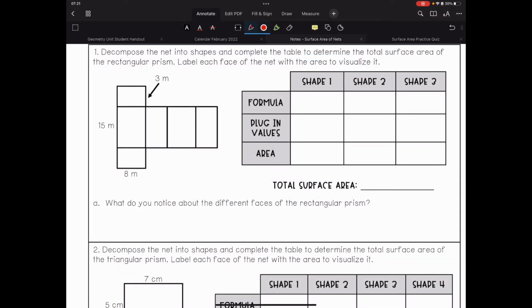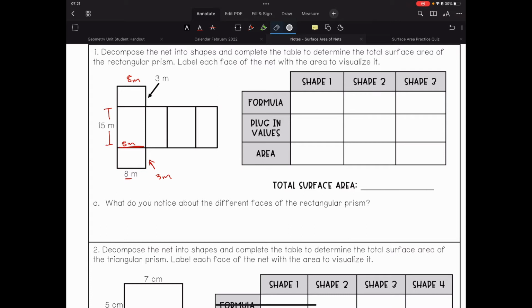Okay, so we've got this net here and it's all rectangles, it looks like. Let's just identify some of the measurements we have. So this 15 right here is for this part here. I can see that this side here is 3 meters, but we can figure out the length of this because it's the same as this one here. So this would have a measurement of 8 meters, and this one here is also 3 meters. If this one's 8 meters, that means this one is 8 meters too.